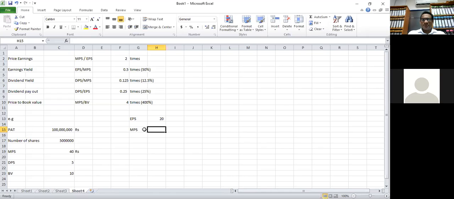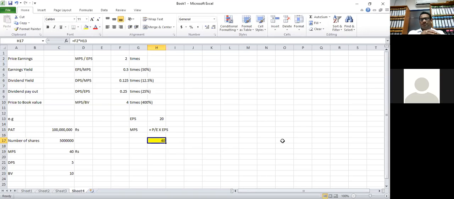Can someone tell me? MPS would be price earnings into EPS. Now, how much is the price earnings of this company? Price earnings is 2 times. So 2 times into EPS is MPS.